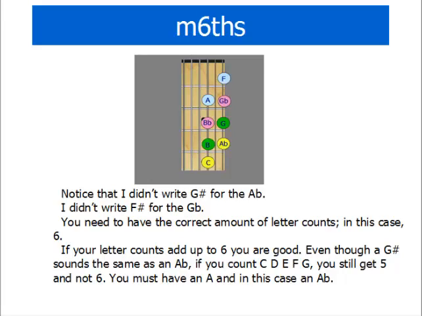Why is that? Because you have to have the correct amount of letter counts, in this case 6. If it was a G sharp, the letters would have only added up to C, D, E, F, G, 1, 2, 3, 4, 5. And it wouldn't have been 6. You need the A, and since it's not a G sharp, it's got to be an A flat.